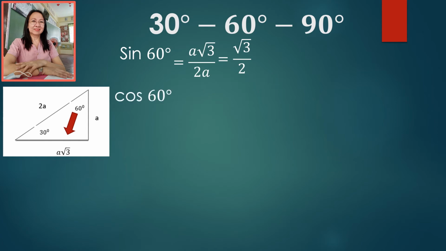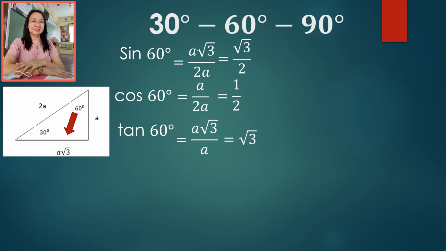For cosine 60 degrees, we have adjacent is a over the hypotenuse 2a. So cancel a over a. So cosine 60 degrees is 1/2. How about tangent 60 degrees? So we have the opposite over the adjacent. So a times square root of 3 over a. Cancel a over a. So we will arrive at square root of 3.